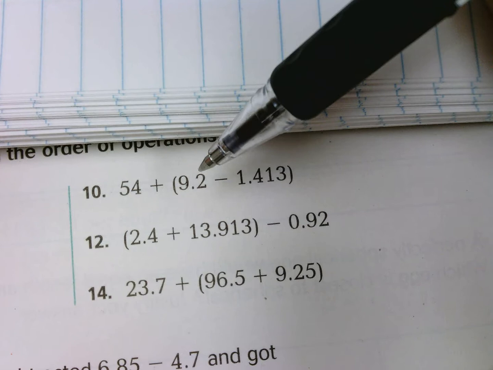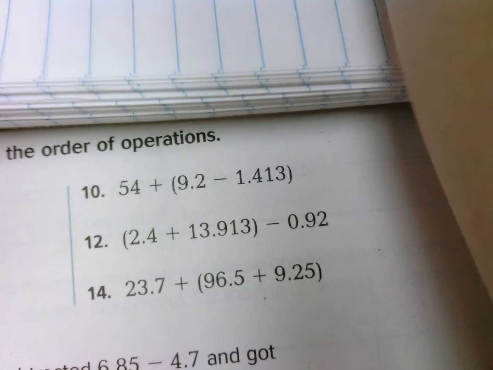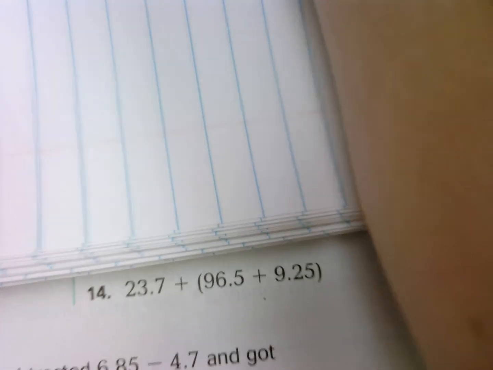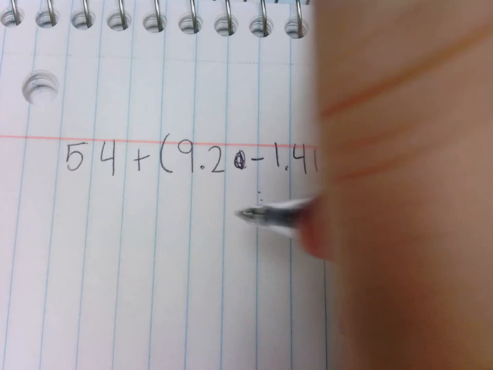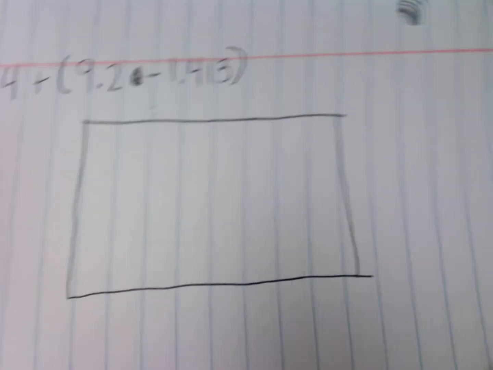So number 10 is 54 plus parentheses 9.2 minus 1.413. All right, so PEMDAS tells us that we always need to do whatever is in the parentheses first. So I like to just give myself a little box to be able to complete this problem, because this is my step 1. You don't have to do the box, it just helps me keep myself organized.